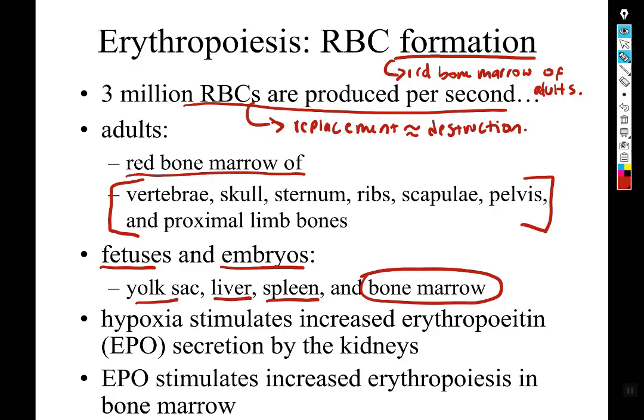So the stimulus to increase erythropoietin secretion, which is, by the way, a kidney hormone, and therefore increase the production of red blood cells is hypoxia. So any transient drop in tissue oxygen is going to stimulate erythropoietin secretion.